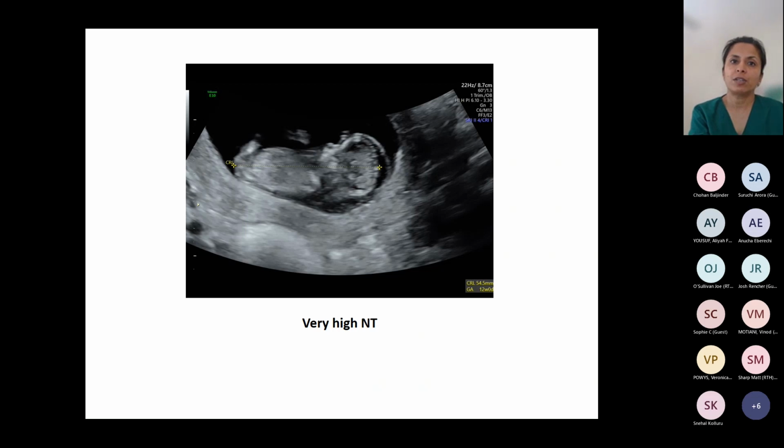Now here you can see when nuchal thickness becomes very high, this is how it starts looking. Can you see the fluid here? It extends all the way, even to the top of the baby's head. And sometimes you can see it covering all over, even the tummy. So then that is called skin edema rather than high nuchal.